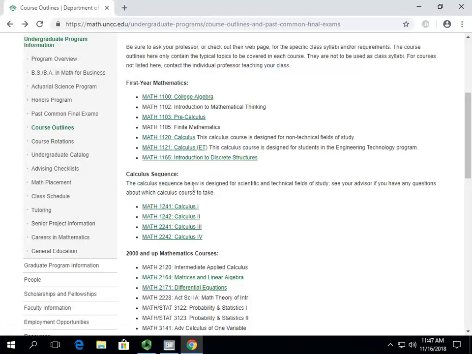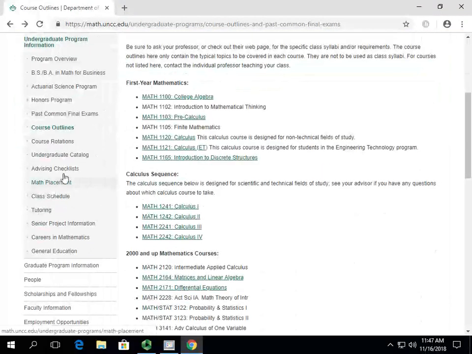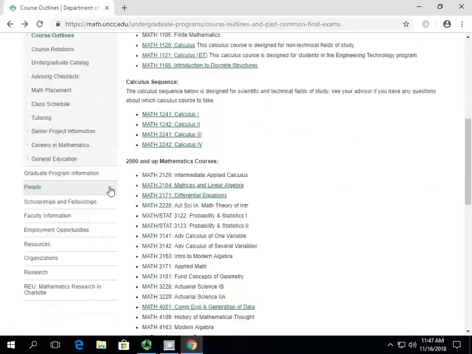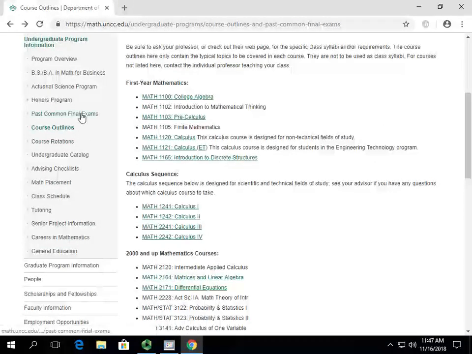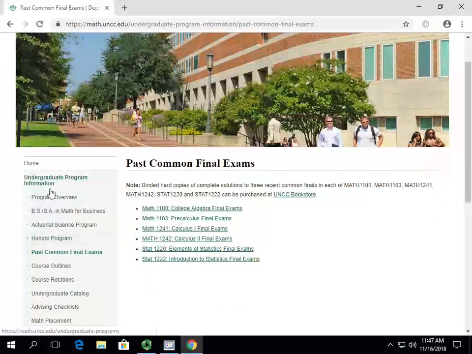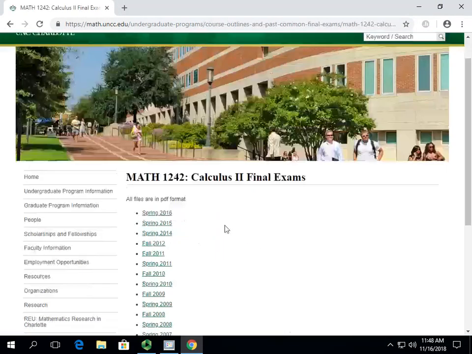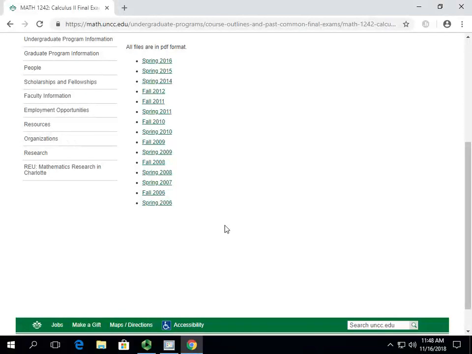This is the calculus sequence. Let's see, common exams, course outlines. That's not what I want. I want past common exams. Let's click on that one. Mark's up there changing the website. Sorry, he's got a new link to it. My fault. I didn't know he did that. Here it is. Did you see over here, undergraduate program, and then they made a new bar over here? There it is. Past common exams. Calc 2. Do you feel lucky? Pick an exam. Pick a year. What year do you want?